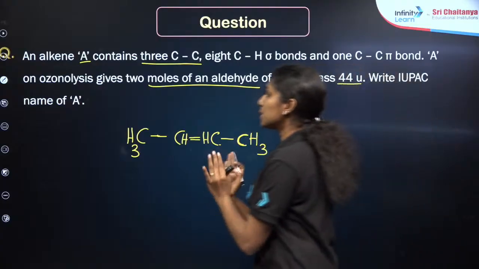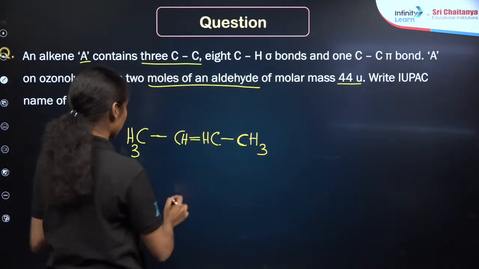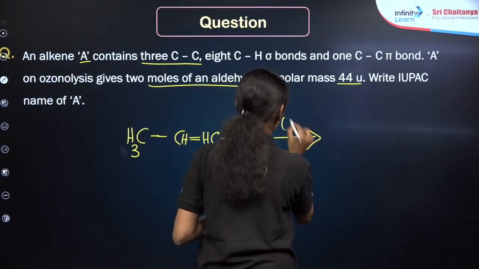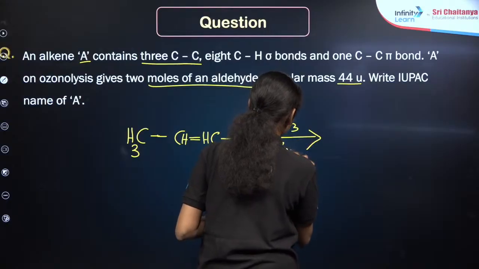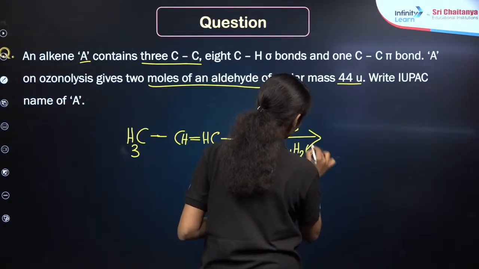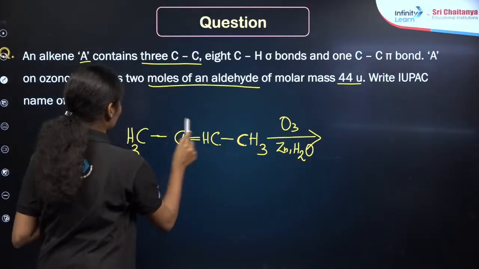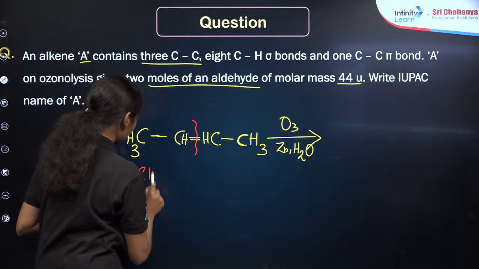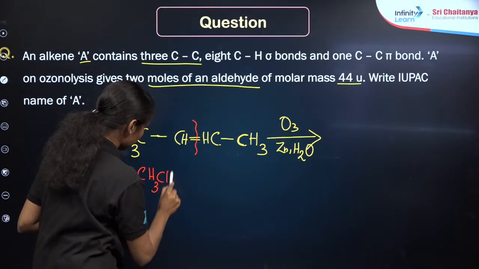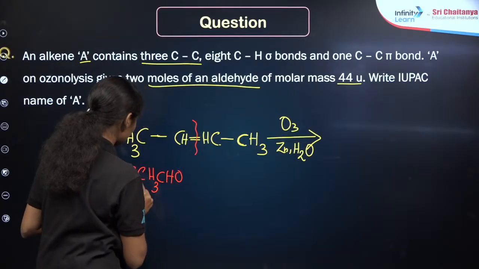Now in order to confirm this, you need to do the ozonolysis. Ozone, followed by hydrolysis in the presence of zinc. What you have to do is the same: break the bond and add the oxygen. It gives CH3CHO, 2 molecules of CH3CHO.